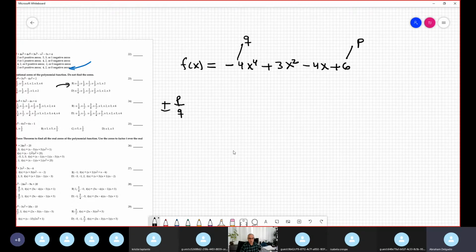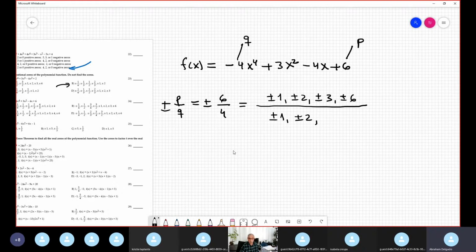Now, if you consider both possibilities, plus and minus, I don't care about this sign. This sign is not important. Actually, it's plus and minus 6 over 4. You consider the positive because the consideration for the sign is in that part. No simplification, because I need to consider every possibility. On top you have plus or minus 1, plus or minus 2, plus or minus 3, and plus or minus 6. And on the bottom is plus or minus 1 again, plus or minus 2, and plus or minus 4.